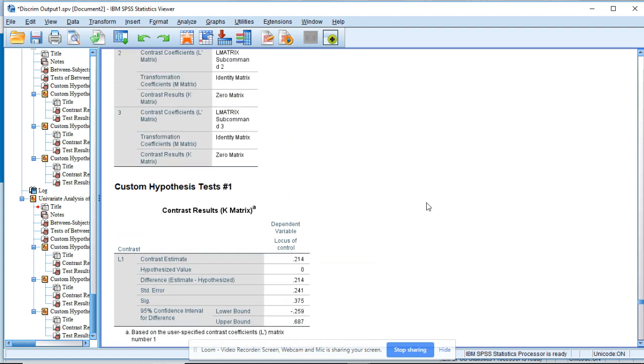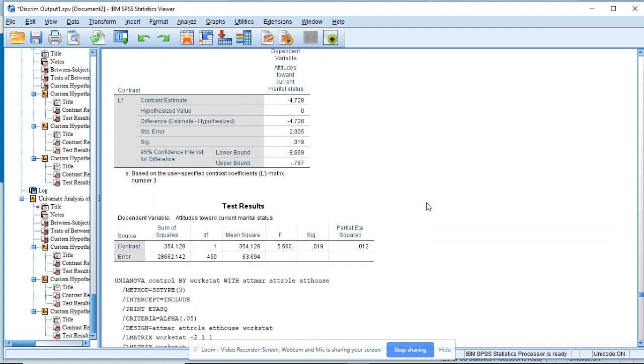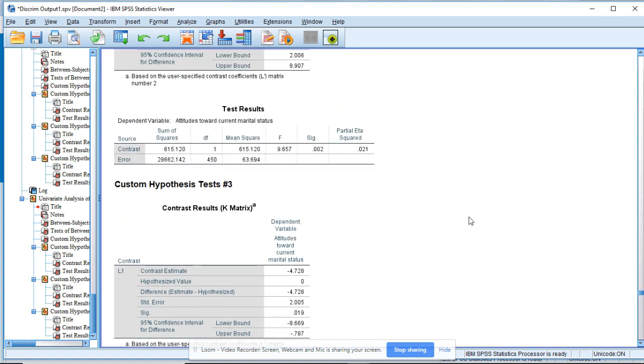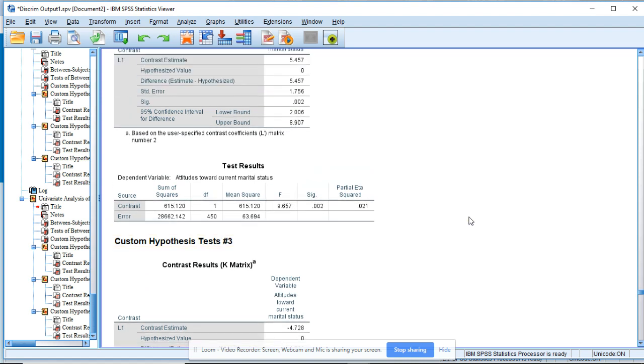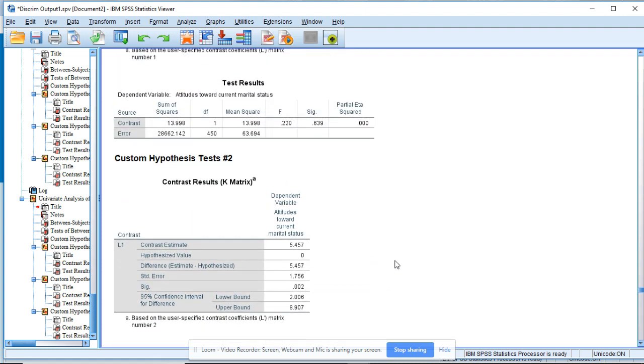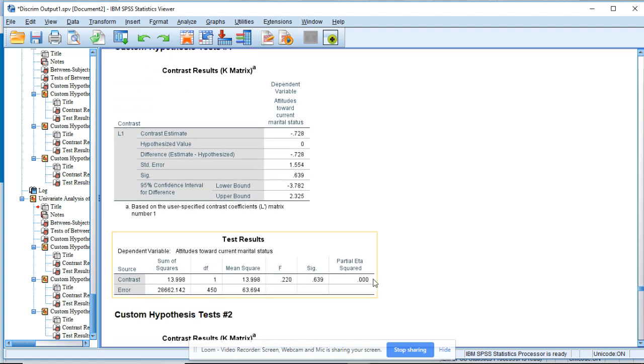We have one more variable to go, attitude towards marriage. And here we are scrolling backwards again. So we have test number 3, the dissatisfied housewives, 0.01. That matches the book. Here we have 0.02 for the satisfied housewives. That matches the book. And we have, for the first one, oh, went too fast, 0.00, which matches the book.